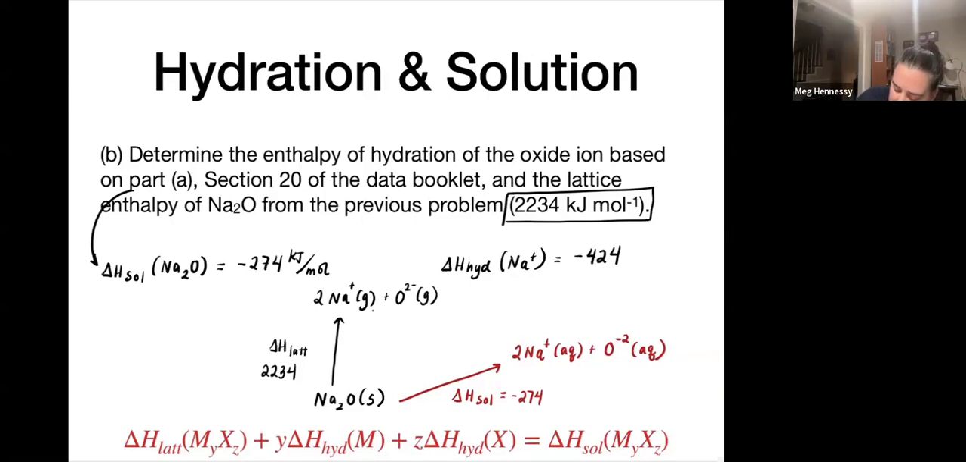And then you can maybe see the delta H's of hydration. The delta H of hydration is going to be taking this gas phase sodium and turning it into aqueous sodium. So that would be 2 times the delta H of hydration of sodium, because there are 2 sodiums being hydrated. And the oxygen, we can also hydrate, and that's the value we're actually looking for.